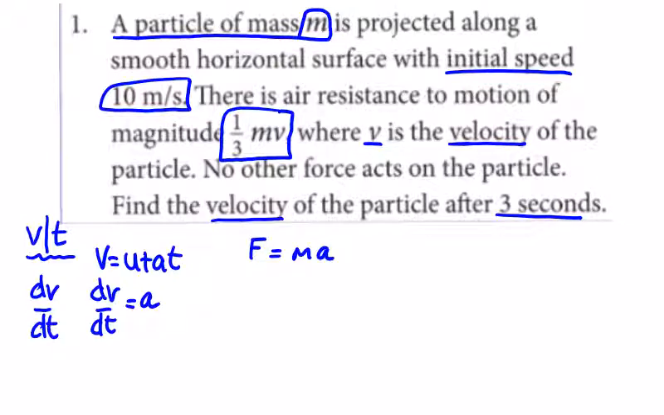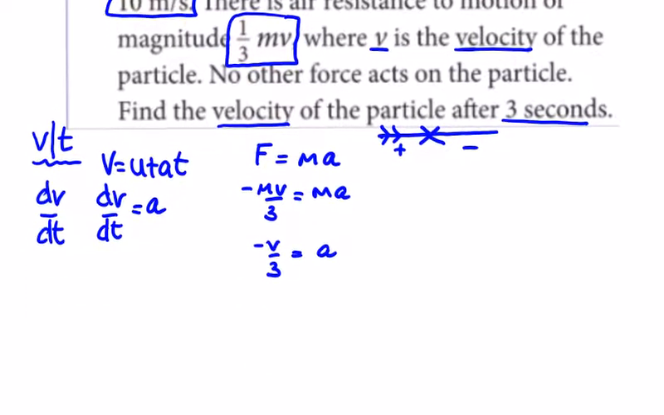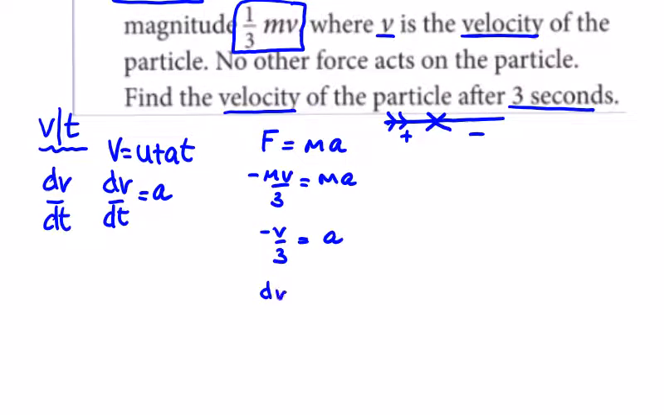The only force at play, if the particle is going in this direction and the force is against it, we'll say the force is negative. The particle is positive, but there are no forces acting in this direction, so we just have minus the resistance, mv/3, is equal to ma. Dividing by m, we get minus v/3 is equal to a. So now we can say dv/dt is equal to minus v/3.